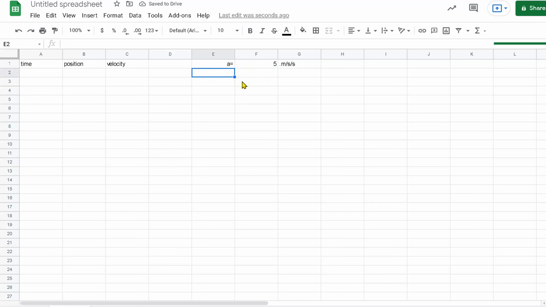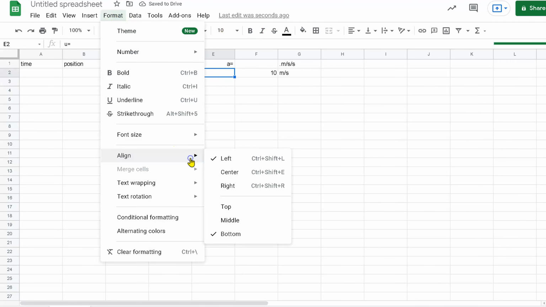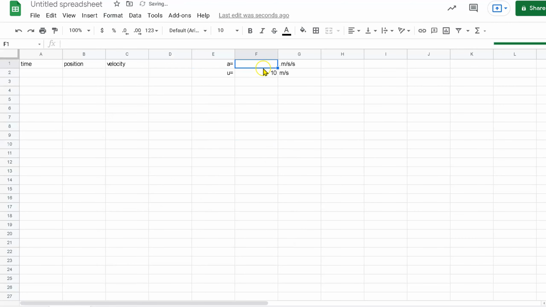I know, let's say the initial velocity also, let's say I know that, and it's 10 meters per second. Format, align, right. So these two numbers, oh, that was supposed to be 5. These two numbers are just constants. They don't change throughout the word problem.